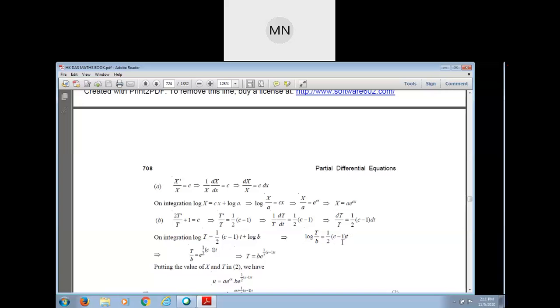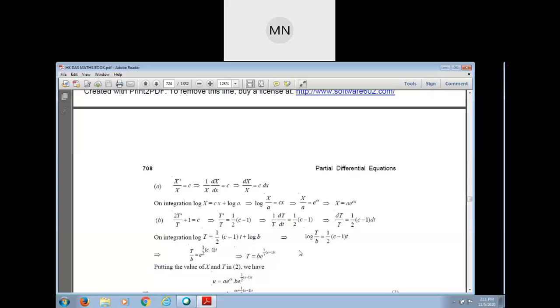We use the properties of log. Suppose log of a equals b, then a equals e to the power b. This is the property. We use this property, then we get t by b equals e to the power half of c minus 1 into t. After that, t is b into e to the power half of c minus 1 into t. Is it clear?